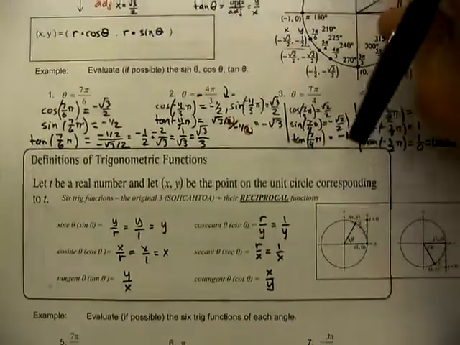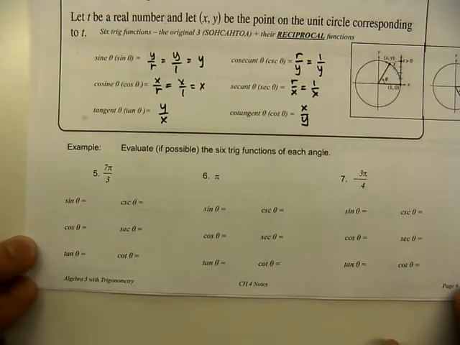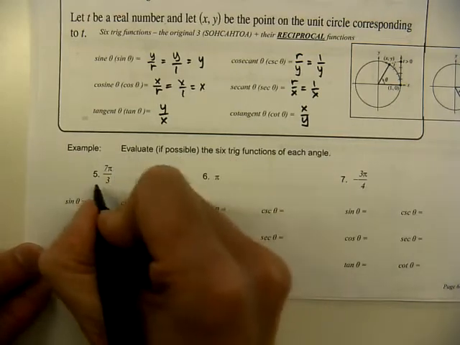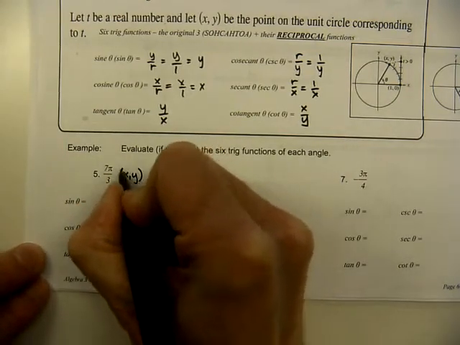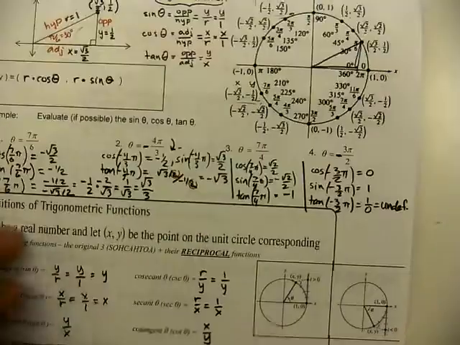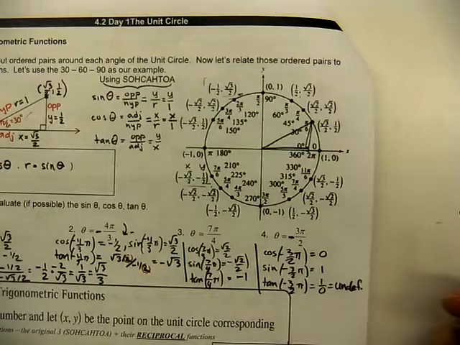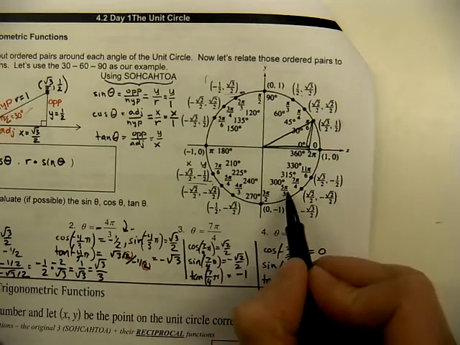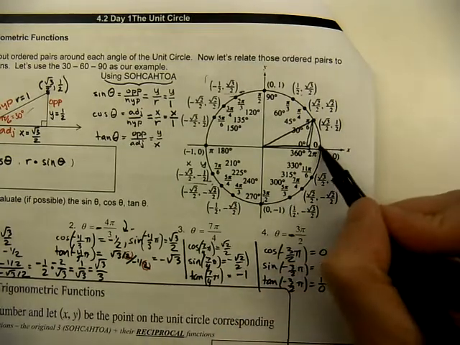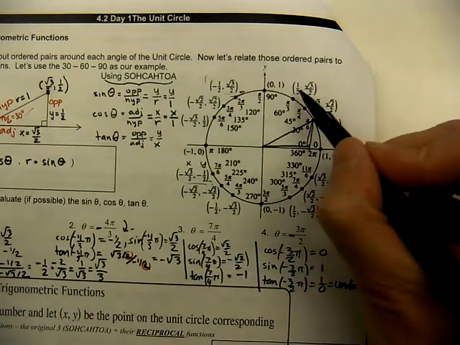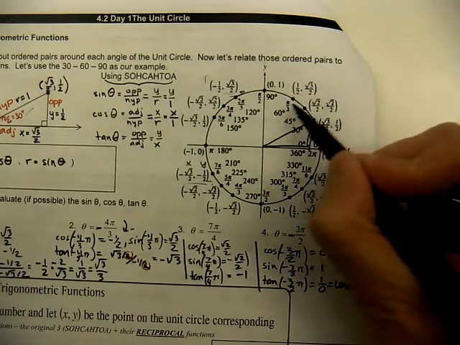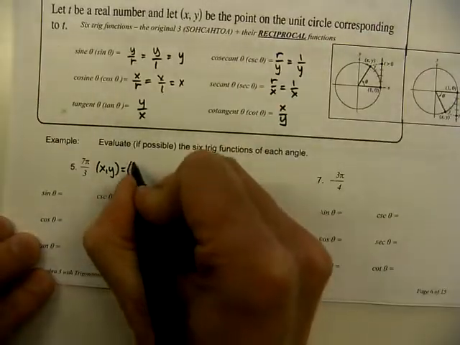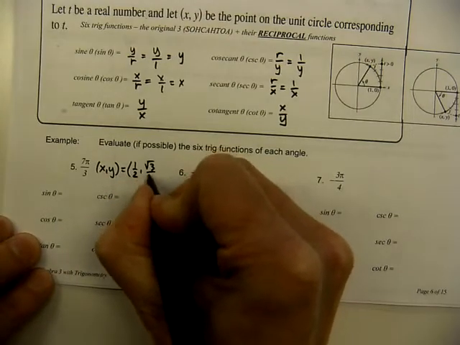So let's see if we can find all 6 trig functions related to some of these angles. Here, let's start off with 7/3 pi. So we need to know, what is that ordered pair at 7/3 pi? So our reference unit circle here in our notes: 1/3 pi, 2/3, 3/3, 4/3, 5/3, 6/3. We have to go around again. 7/3. So there it is. We're back to quadrant 1. 7/3 is the same as 1/3 pi. So that's the ordered pair we want to use, and I'm just jotting it down again here for reference so I don't have to keep moving the paper back and forth.